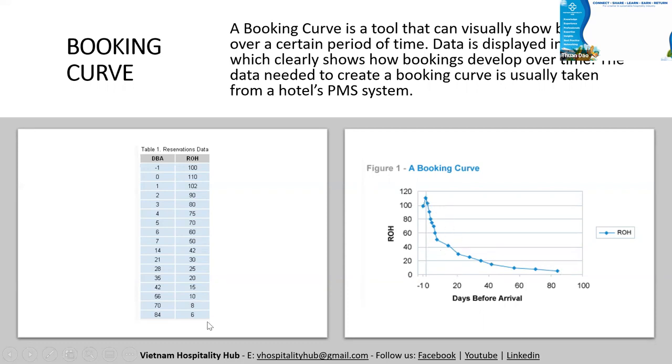And usually the charts go this way. That means before 84 days, you see there's only 6 reservations. At 70 days, there's a booking on the book. And then at 56 days, only 10 bookings on the book. Then it goes on so on until here, 110 on the check-in day. So this one will tell you the pace, all right? That means the pace, how the booking will form and develop over time.